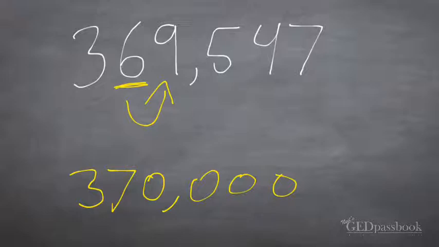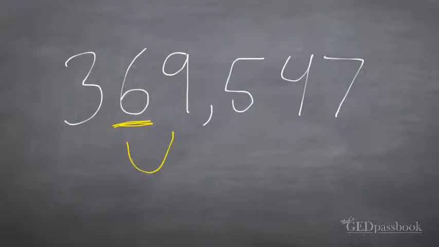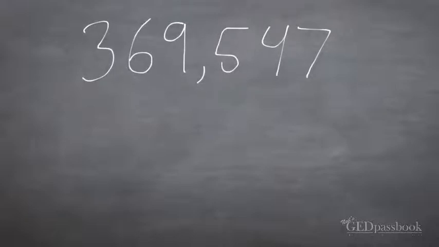What if I were to change it up? What if I were to say round 369,547 to the nearest hundreds? 5. That's the hundreds place. Okay. Look to the right. It's a 4. What rule does that fall under? It doesn't change. The place value, the hundreds, does not change. So everything to the left always stays the same.